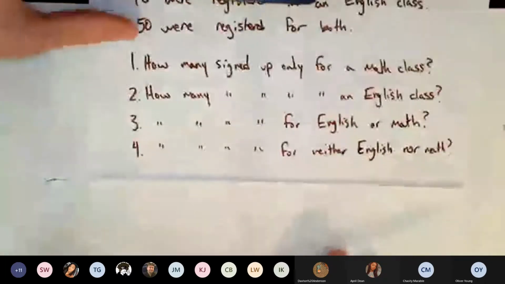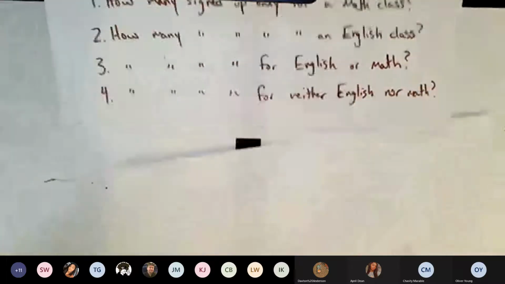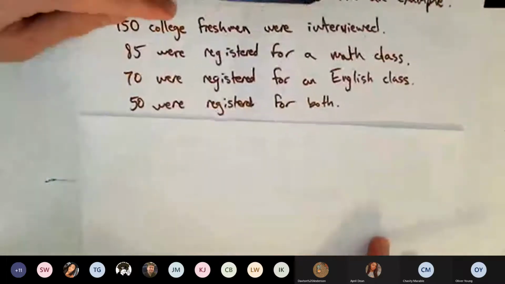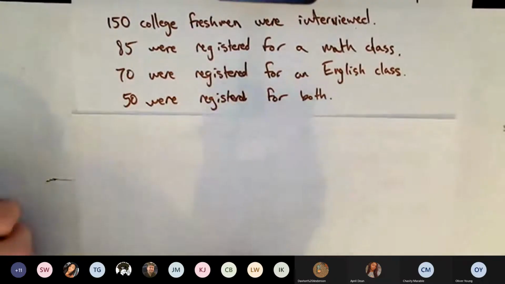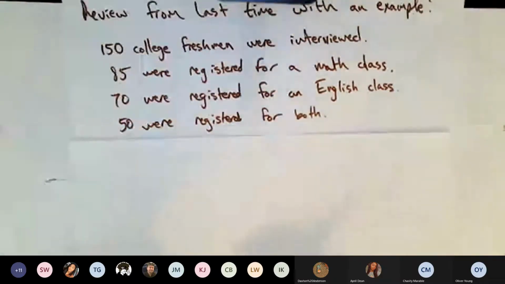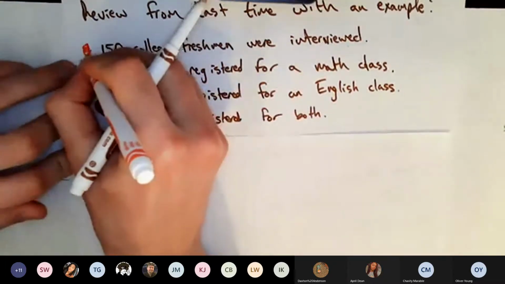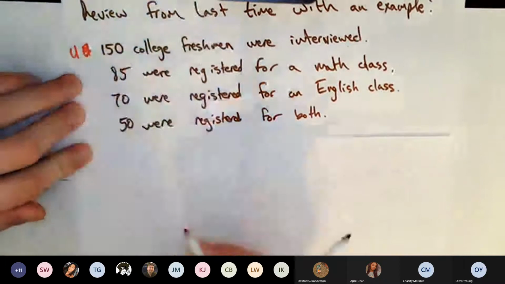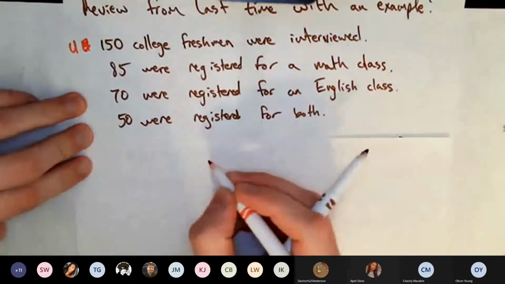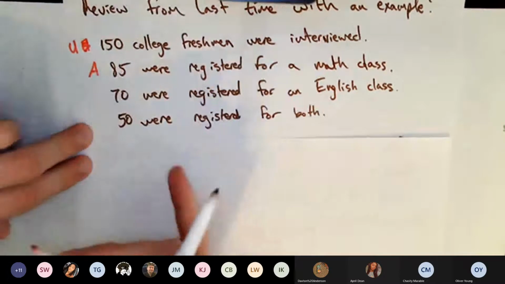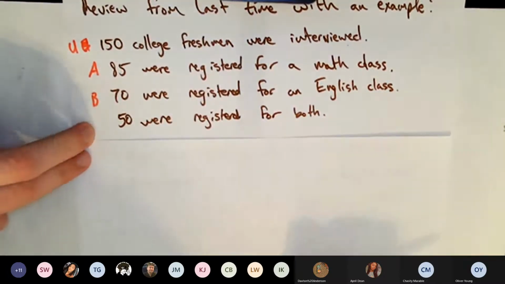So let's go to the Venn diagram. I have 150 college freshmen who were interviewed. So that's my universal set. I can label it up here. U is the universal set there. I'll call the students who registered for a math class A. Students who registered for an English class, I'll call that B.